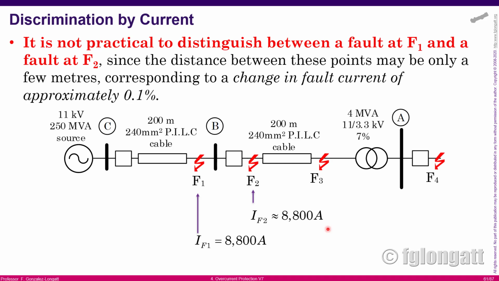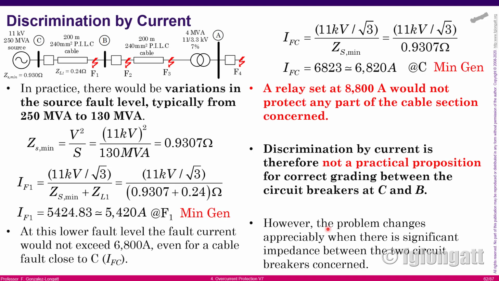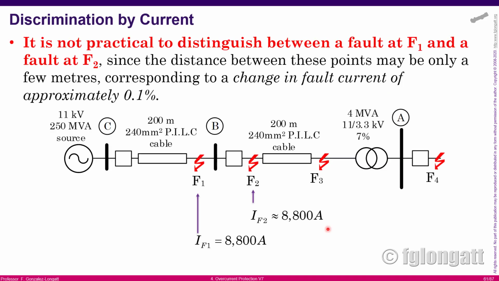It's not practical to distinguish faults located at F1 or F2 using currents, because if the impedance between the points F1 and F2 is extremely small, the changes in the short circuit currents will be almost zero, and differentiating between F1 and F2 will be a massive problem for the overcurrent relay based on currents, okay? This is one case where discriminating faults using currents starts to be a problem.